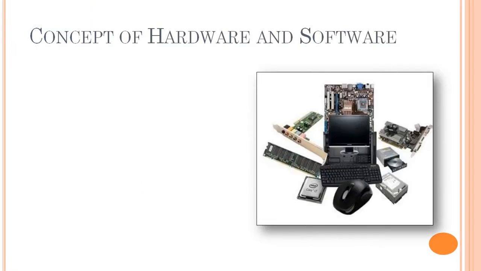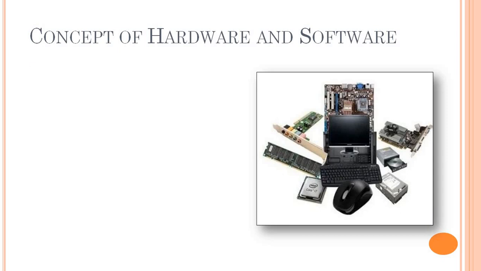Now here in the image you can see various different components of a computer. You can see a monitor, keyboard, mouse, CD drive, hard disk, motherboard and so many things. All these physical components of a computer are hardware. The hardware are the components of the computer that you can touch and you can see.